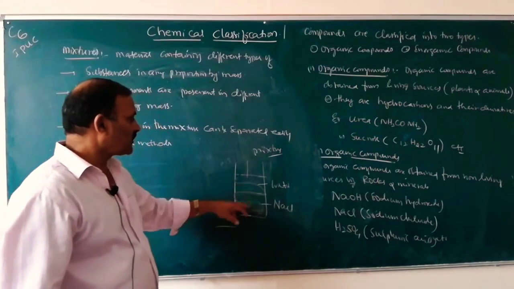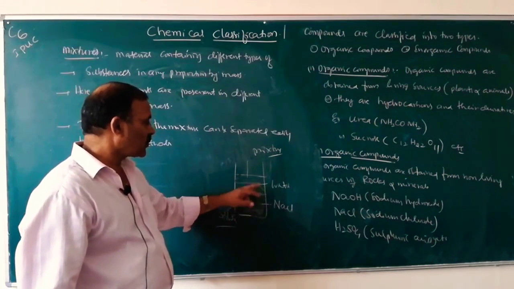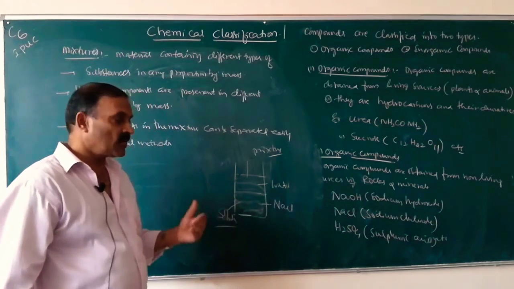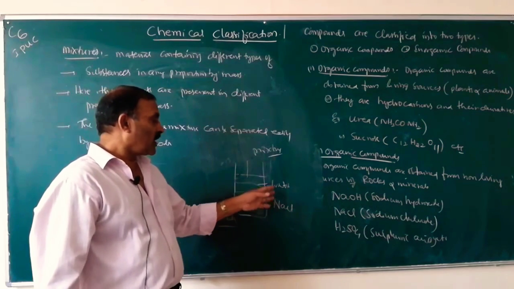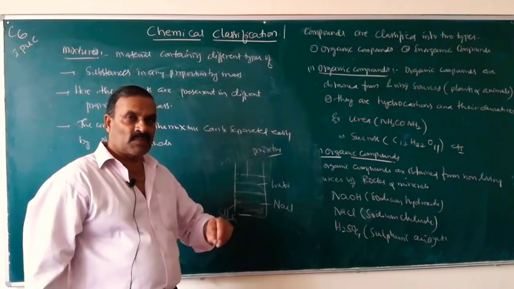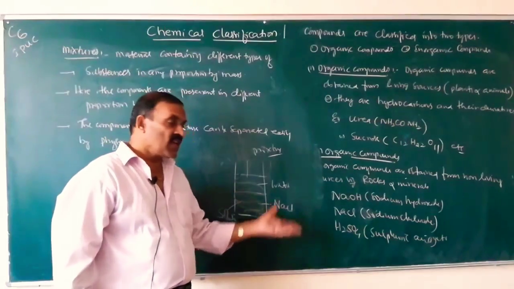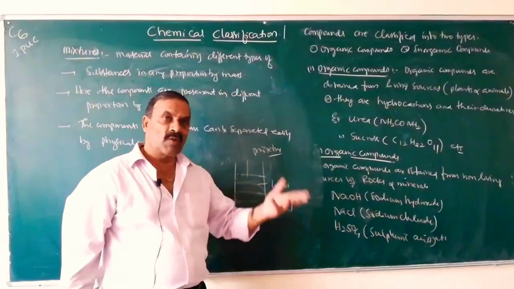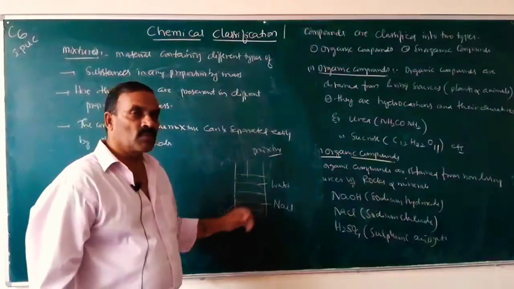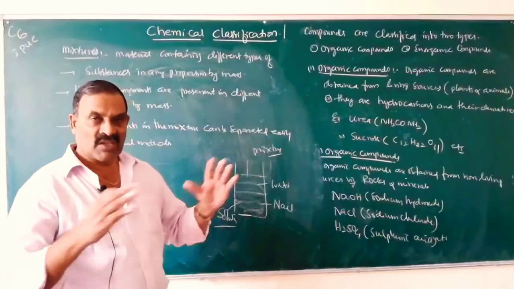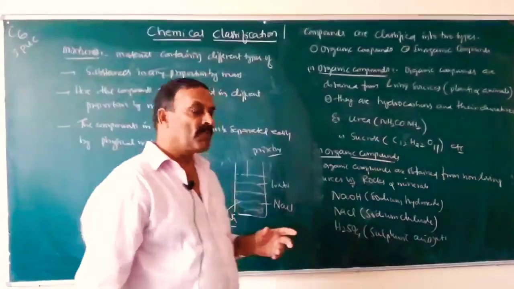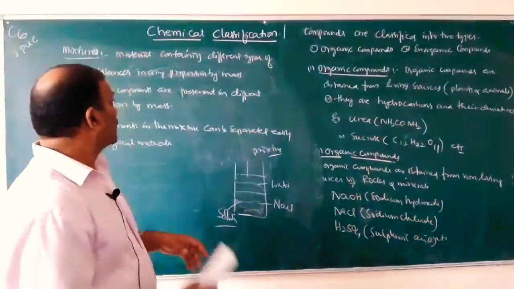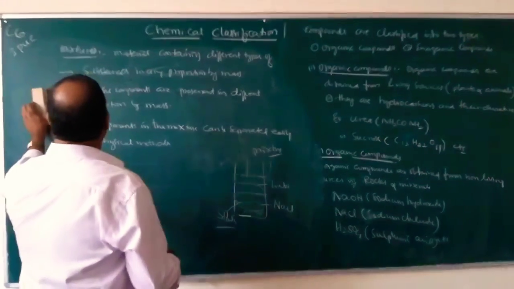So the constituents of the mixture, say for example water and sodium chloride, can be easily separated by physical methods. What is the meaning of this? Sodium chloride present in water can be easily separated. How can we separate? By evaporation. By heating the solution of sodium chloride, water will be evaporated, leaving behind sodium chloride. So this is the method. We can easily separate the components of a mixture. So these are the properties of mixtures.